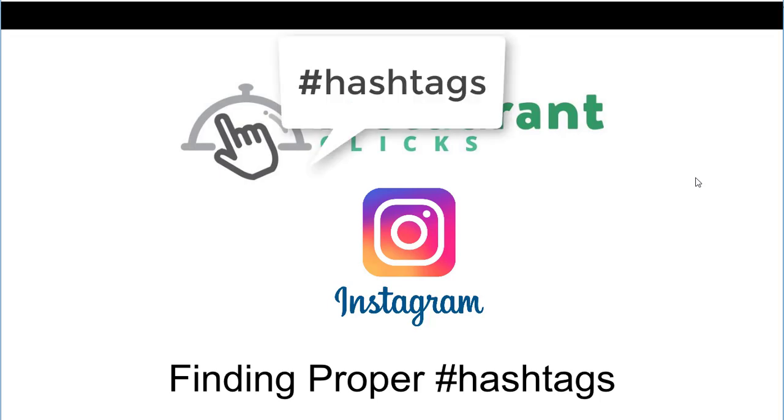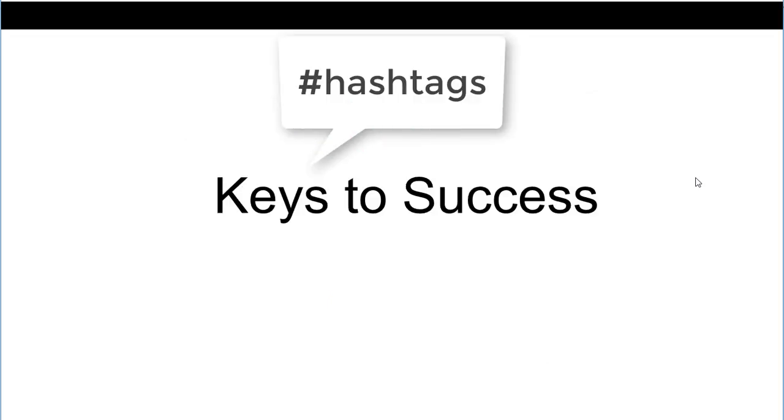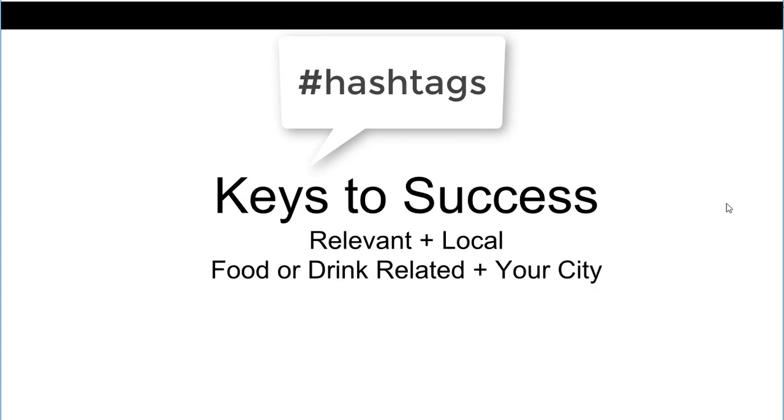All right, so finding the proper hashtags. Here are the keys to success. You want to find relevant and local hashtags. What does that mean? Well, as a restaurant owner or marketer, you want to find food and drink related hashtags that have locality to them. So you're looking for Denver food, New York eats, stuff like that. You take a combination of food terms and city terms and try to link up to relevant hashtags in your area, and maybe even just the local area stuff.